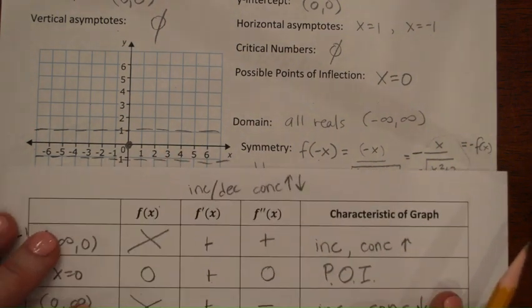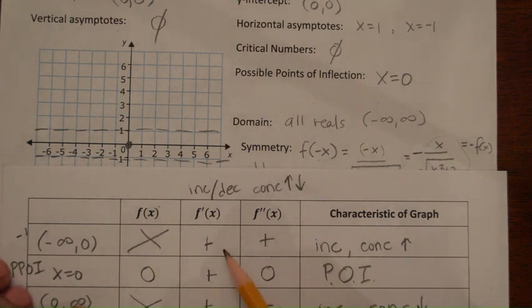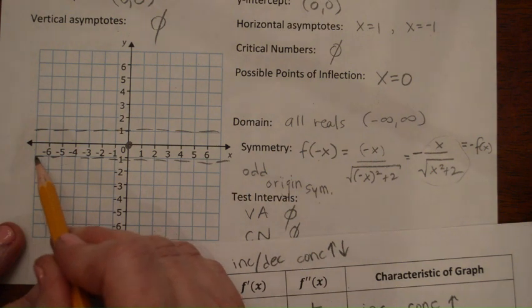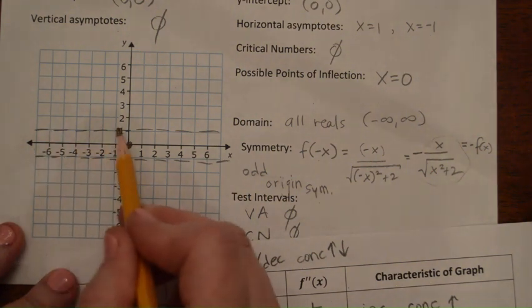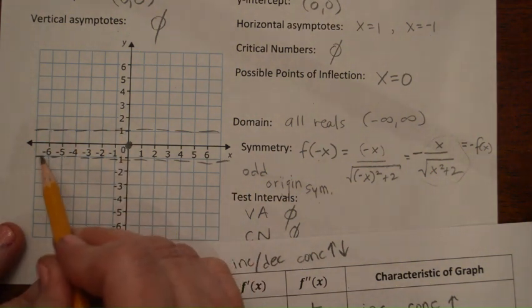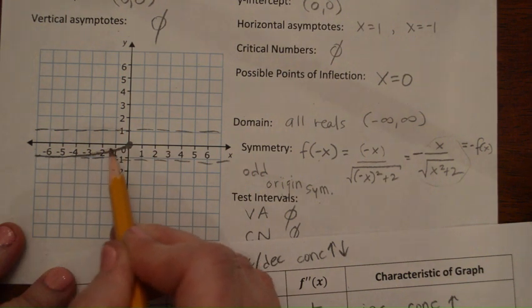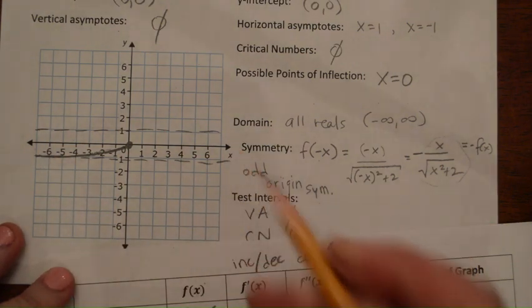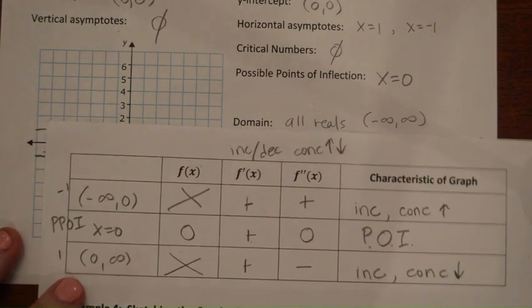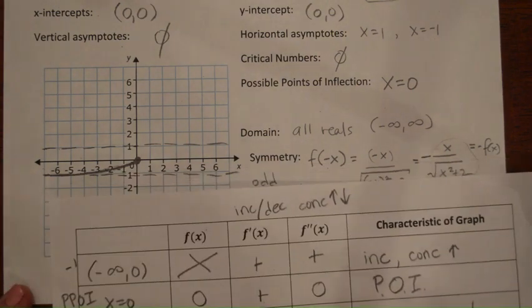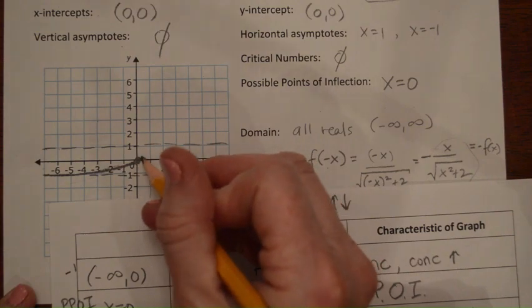So we know that from -infinity to 0, it's increasing and it's concave up. And we also know it's got to hug either this asymptote or this asymptote. In fact, as it went to -infinity, it hugged -1. So it's got to look something like this, increasing and concave up. And then it's a point of inflection, so it's got to switch. Now it's increasing and concave down, and so it's going to look something like this.